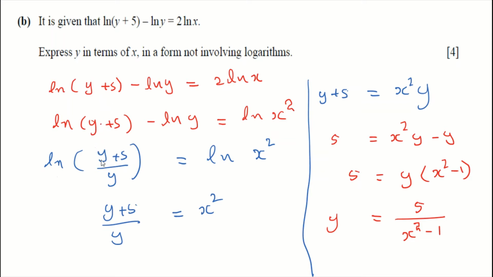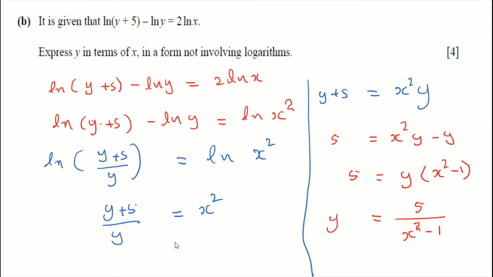ln of (y plus 5) divided by y, and again this 2 could be taken inside the logarithm as a power, and then this side will be ln x squared. So on either side you find ln. Therefore we can get rid of ln by taking anti-log. So in that case (y plus 5) over y is equal to x squared.